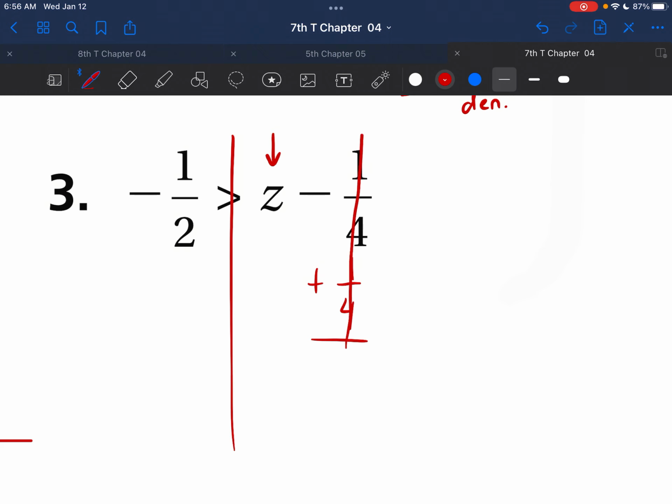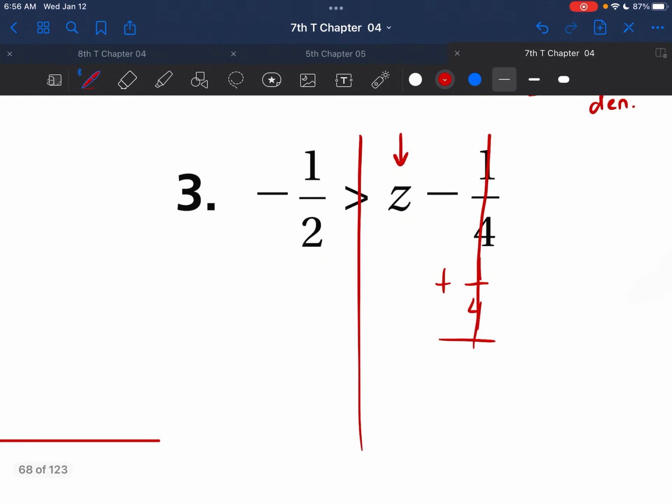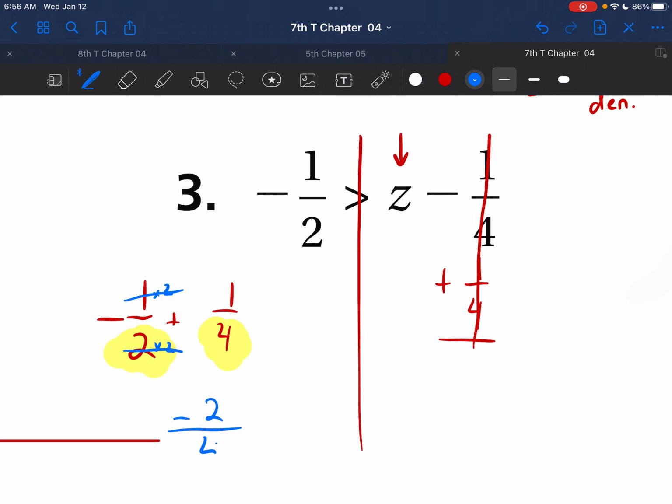Don't forget to cross it off. Whatever you do on one side, do it to the other. So we have negative 1/2 plus 1/4. But remember what we said, we got to have a common denominator. So we got a 4 there, we got a 2 here. What common denominator do both of them have? 4. So let's get this to 4. We're going to do times 2 times 2. I'm going to rewrite this equation. So 1 times 2 is 2. Okay, 2 times 2 is 4 plus 1/4.